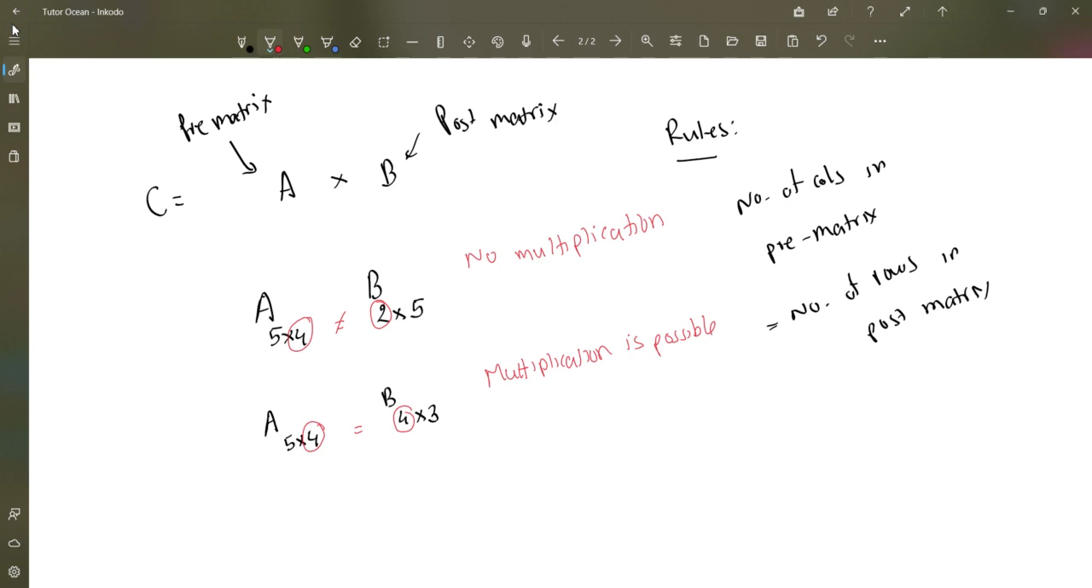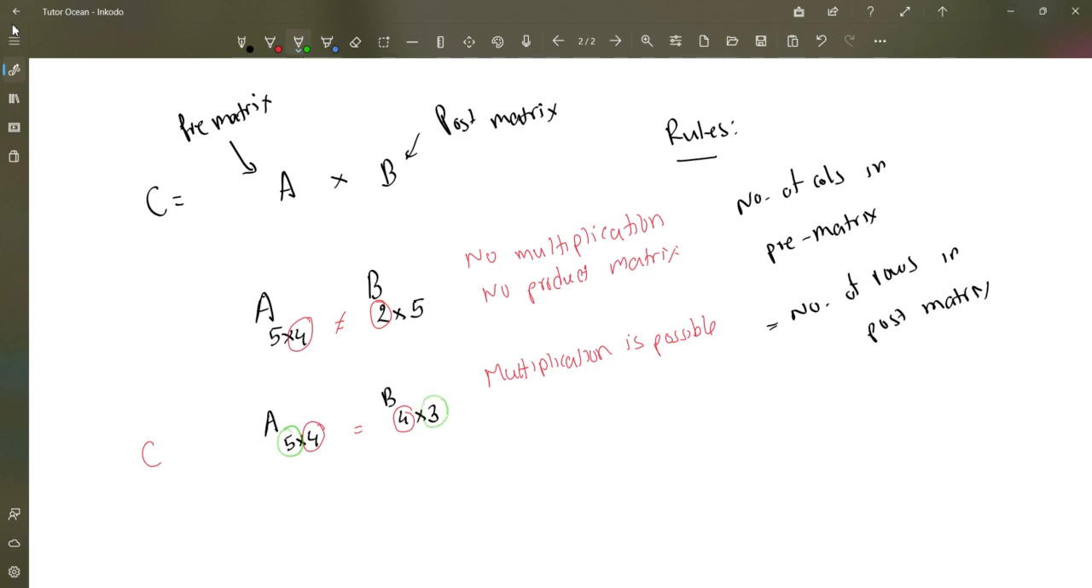Okay. Since we can multiply, we will have a product matrix. In this case, no product matrix. But in our second case, we will have a product matrix, and that is C. We can predict the dimension of C matrix looking at A and B. And how will we see that? Let's look at the number of rows in A. That's 5, and the number of columns in B is 3.